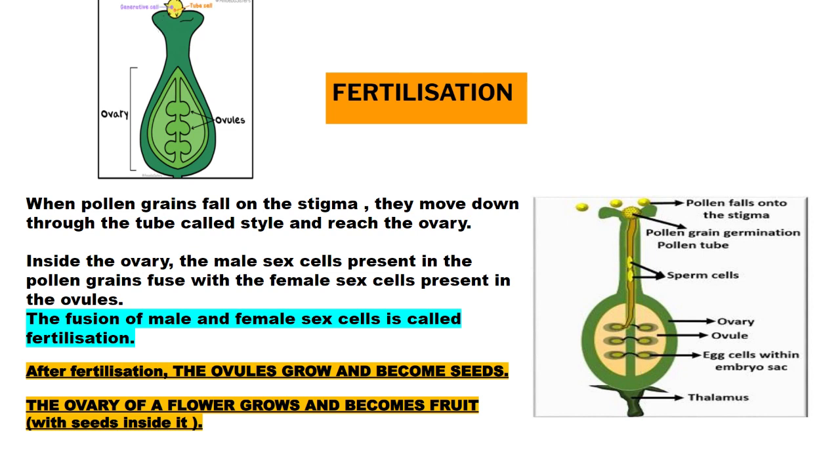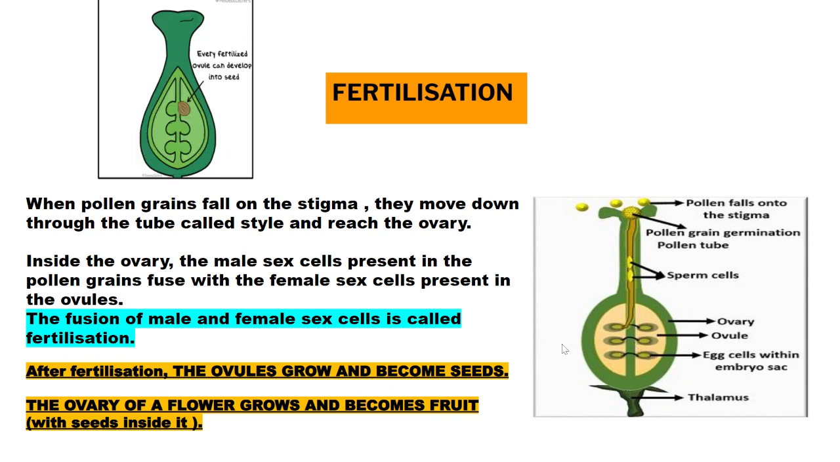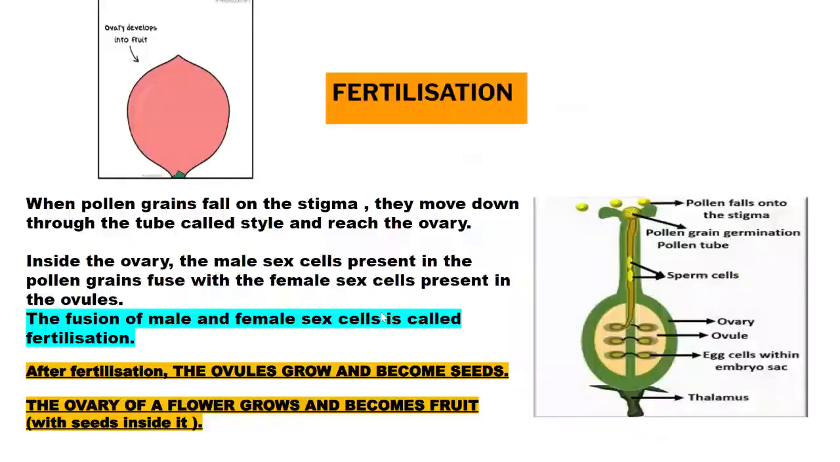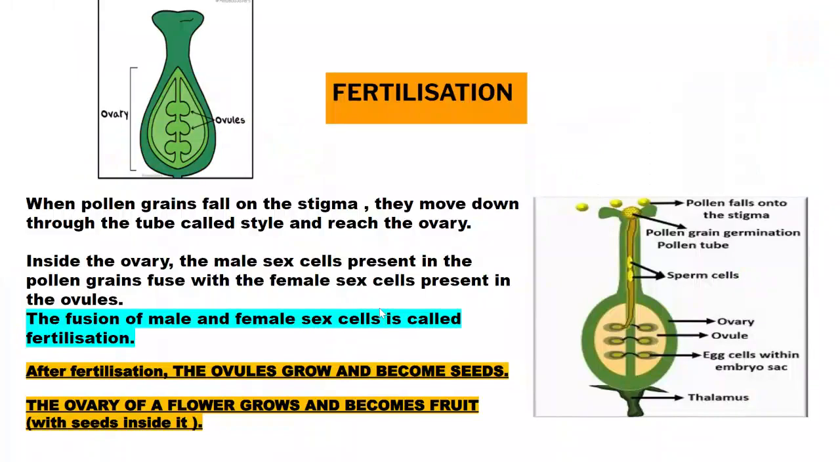What will happen after fertilization, children? The ovules grow and become seeds, and the ovary of a flower grows and becomes the fruit, with seeds inside it. So you have to remember that the ovule grows into a seed and the ovary of a flower grows and becomes a fruit. Children, I hope you have understood about fertilization, that it is the fusion of male and female sex cells, and after fertilization, the ovule grows and becomes seeds and the ovary grows and becomes fruit.